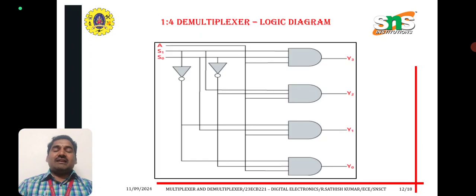For this logic expression, we are going to see the logic diagram. A will be high in all these states, S0 S1. Therefore, S0 bar S1 bar into A is nothing but Y0. Next, similarly for Y1, Y2 and Y3.